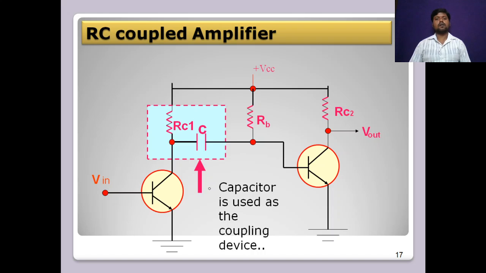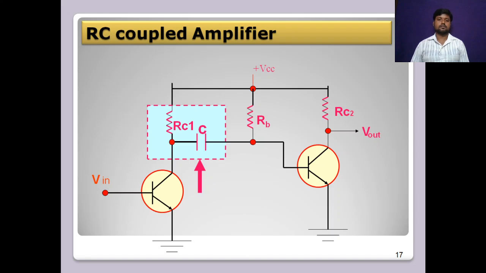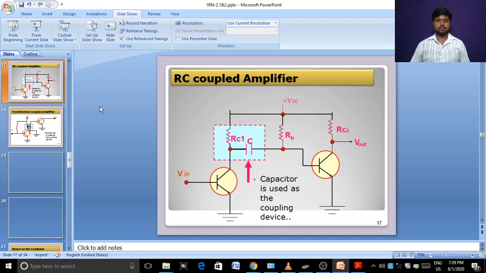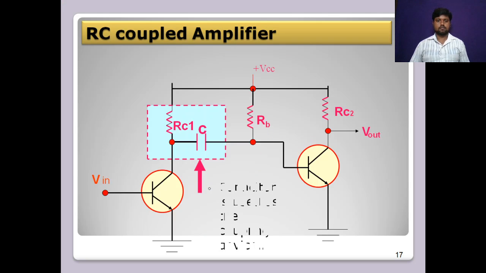Let us see how the RC coupled amplifier looks. There are two transistors connected to each other by using a resistor and a capacitor. Then it is known as an RC coupled amplifier. The capacitor is used as the coupling device, the collector resistor RC and the capacitor in combination. Now we call this an RC coupled amplifier.